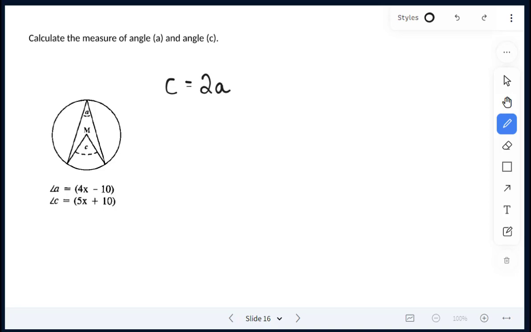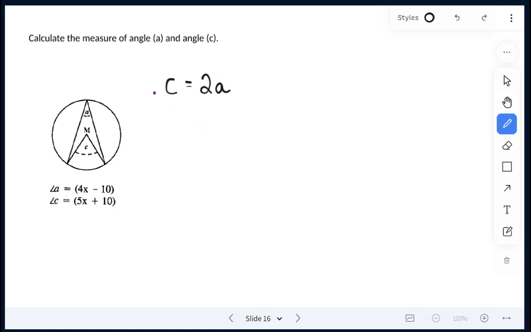All right, so we're just continuing with 14.1 angles within a circle. So we have this example here, and we have to calculate the measure of angle A and angle C. And knowing what we know about an inscribed angle and the central angle, we've come up with this equation that angle C is always 2 times angle A, because angle A is the inscribed angle and angle C is the central angle. So here's our equation to start with, that C is equal to 2A.